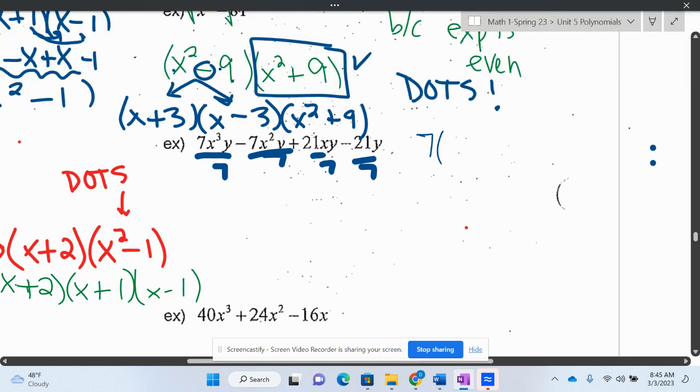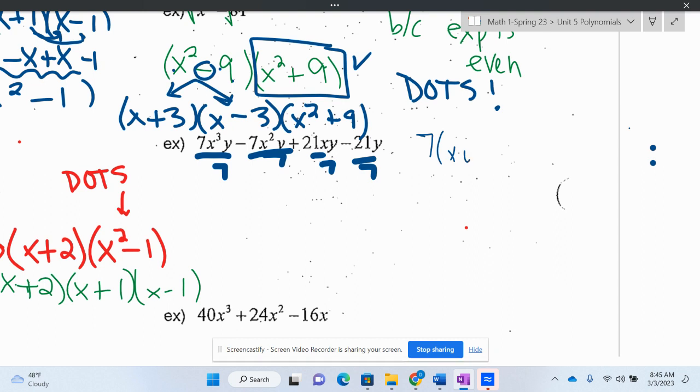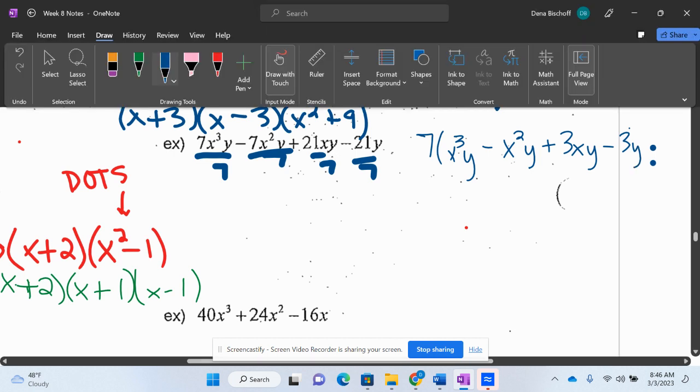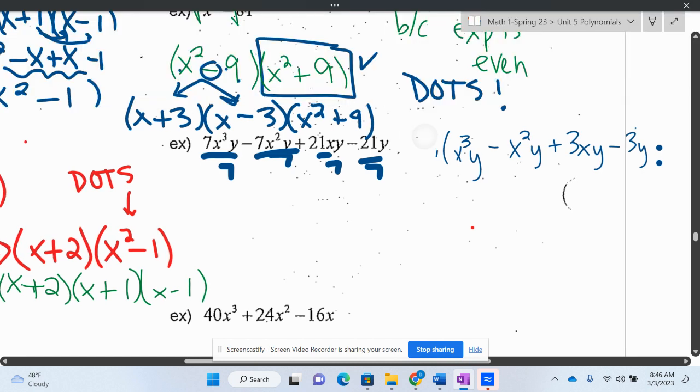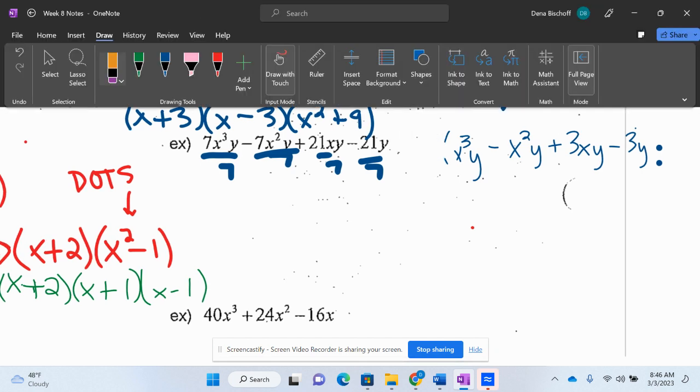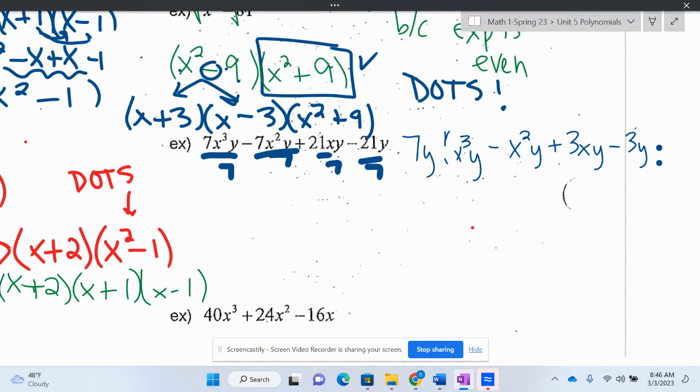let's see, what do I have? This leaves me with x cubed y minus x squared y plus 3xy minus 3y. Is there something else besides that 7 that I could take from every single term? A y. Yeah, I could pull a 7y out.